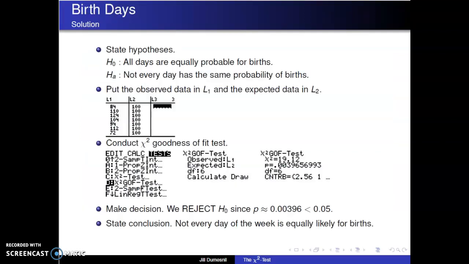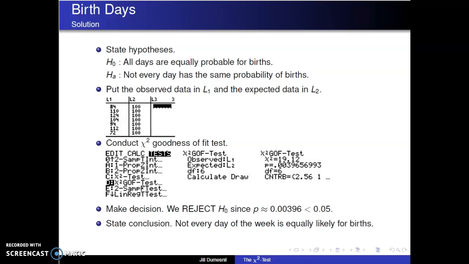To continue our solution, we explicitly state our hypotheses, put our observed data in list 1 and the expected data in list 2, and then conduct the goodness of fit test. Again, under the Statistics Tests menu, we select Goodness of Fit Test. We indicate the observed data is in list 1 and the expected data is in list 2. This time we have 6 degrees of freedom since there are 7 days of the week. When we hit Calculate, the output data is displayed.